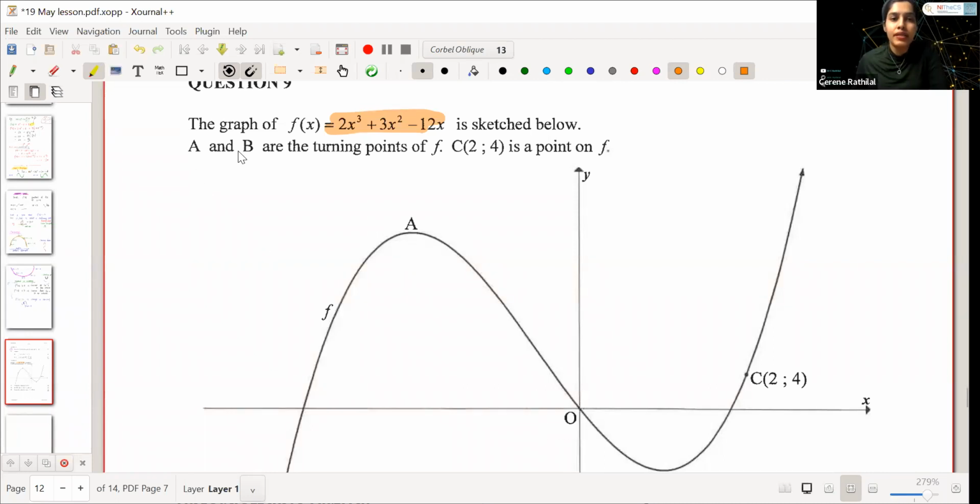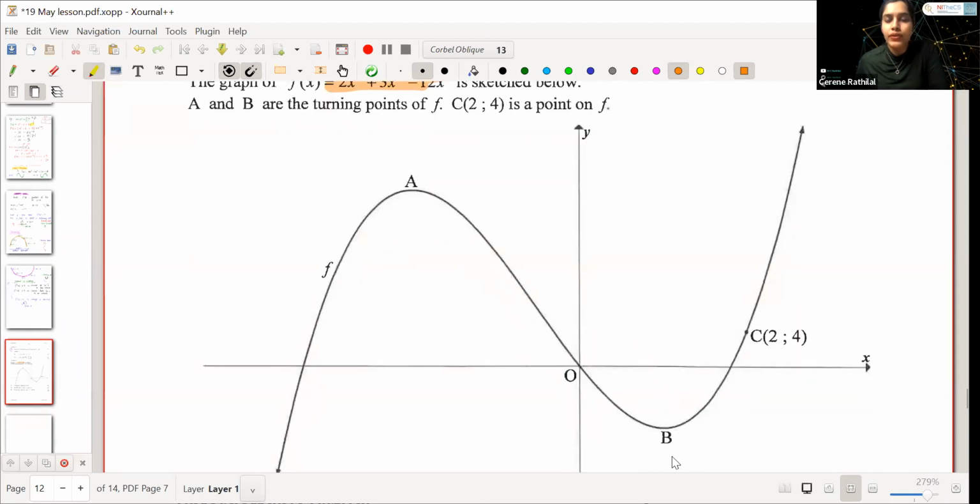And then they say A and B represent turning points. So we have a turning point at A and we have a turning point at B. Observe that based on the terminology we had learned, this turning point at A is a local maximum, right? It's a max in that region. And this turning point at B is a local minimum. So maybe let me just make a note. Local max and local min. Okay, that's what we've got.